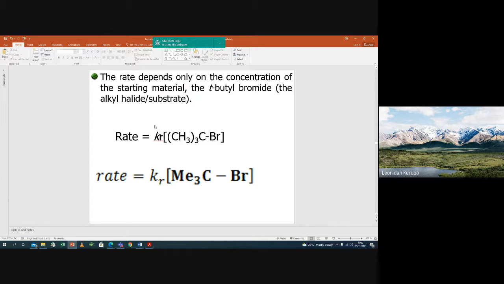But for SN2 reactions, the rate of reaction is dependent on the concentration of both the nucleophile and also the substrate. But for SN1, the rate is dependent on the concentration of only the substrate, which in this case is an alkyl halide. But you will see later that you can also have other substrates. So you can see it's dependent on the concentration of the alkyl halide, tert butyl bromide.